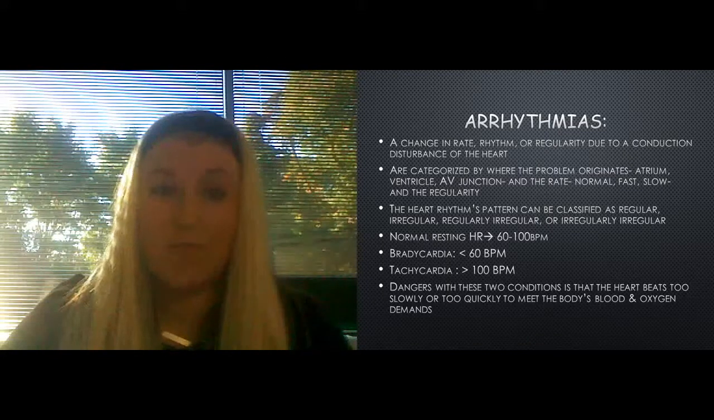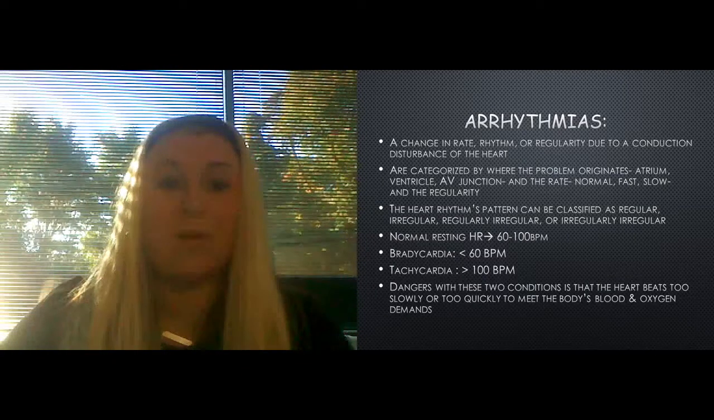Arrhythmias. This is a change in rate, rhythm, or regularity due to a conduction disturbance of the heart, or a malfunction of the heart's electrical system. It can be categorized by where the problem originates, either in the atrium, ventricle, or AV node junction, and the rate, which can be normal, fast, slow, or the regularity. The heart's rhythm pattern can be classified as regular, irregular, regularly irregular, or irregularly irregular.